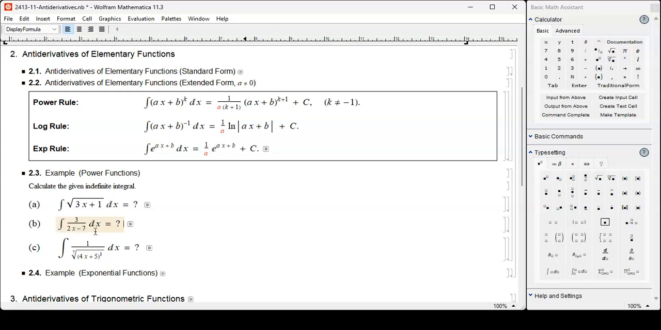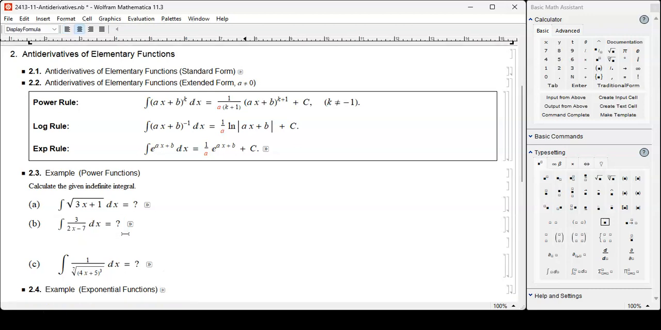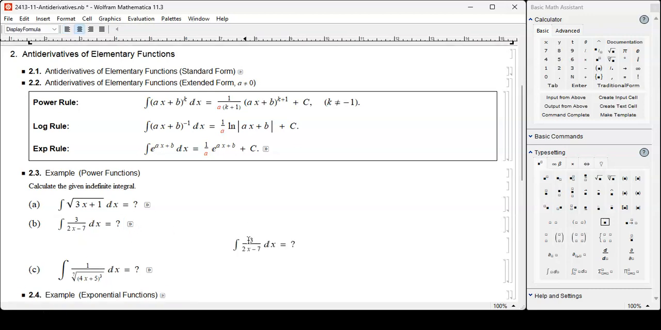3 over 2x minus 7. You can rewrite it in a power form like this. 3 is the coefficient, and 2x minus 7 to the negative first power. If you add 1 and get 0 power and divide, that's not going to work because you have 0 in the denominator. It should be this one.